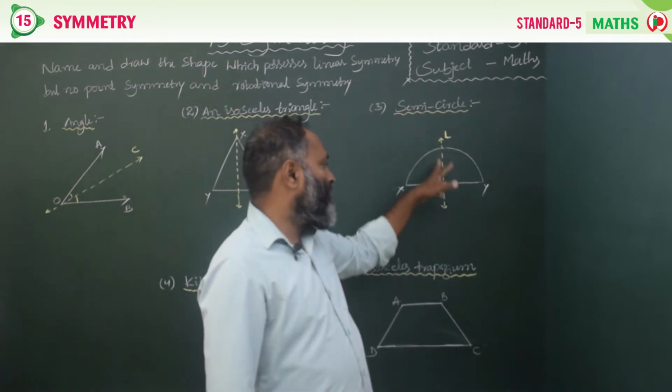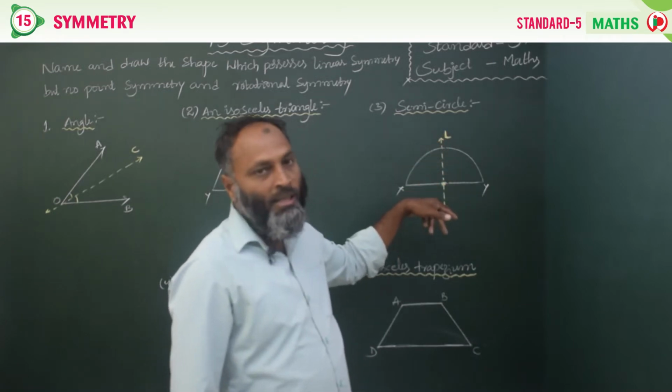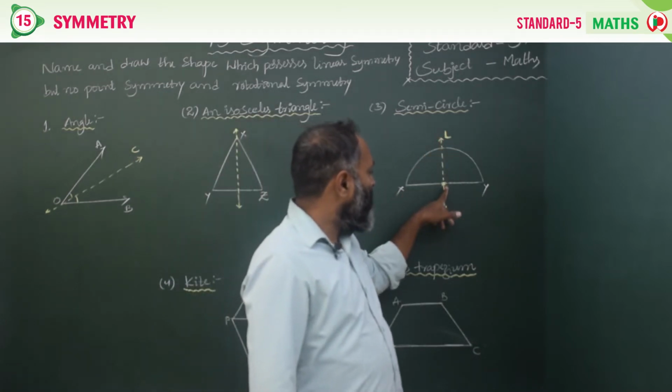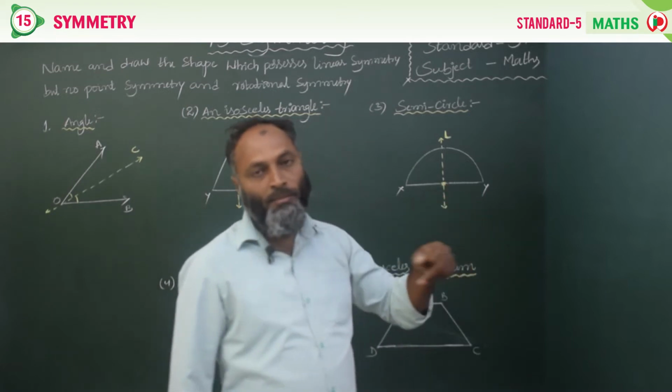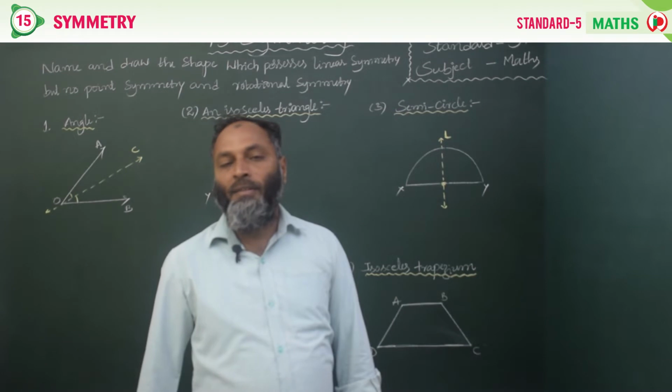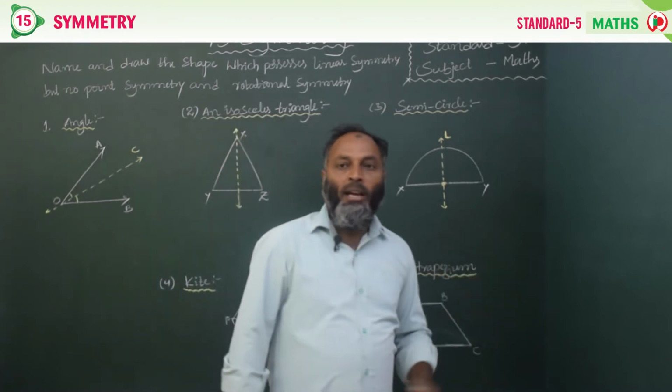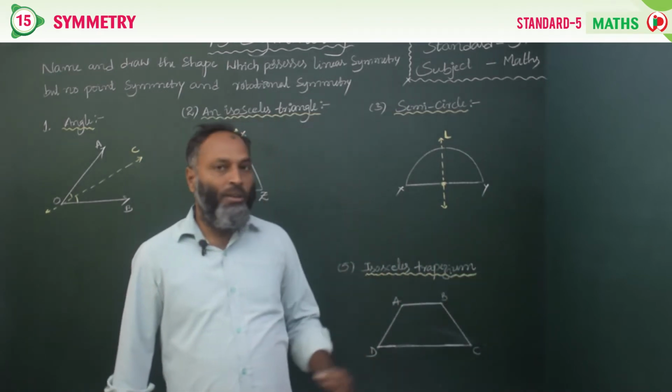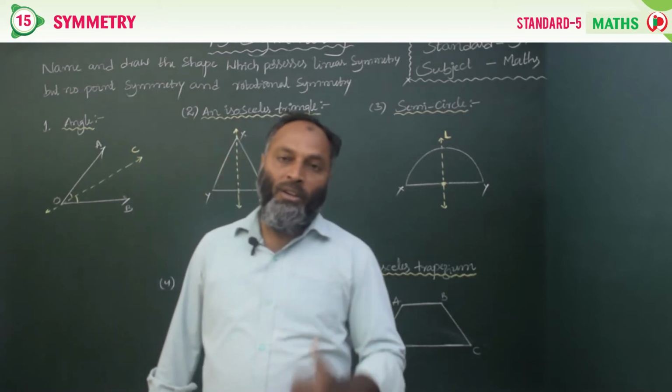So that is the midpoint of the diameter. So the vertical line, the line drawn from the center of XY, that means the midpoint of XY, is a line of symmetry of this semicircle. And all these three figures don't have a point of symmetry or rotational symmetry.